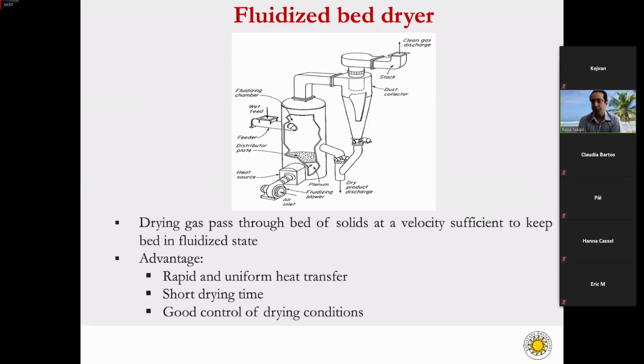Right. So I would like to ask if you have any questions on drying operations. It's a rather simple way of separating the moisture from the solid, and it's quite easy to understand and easy to visualize. But if you have any questions, please ask.